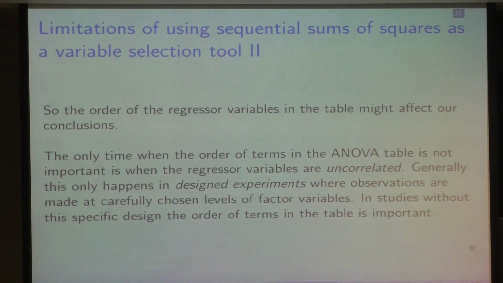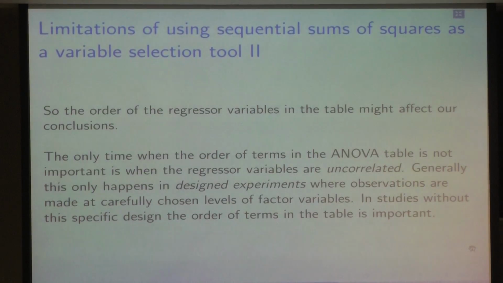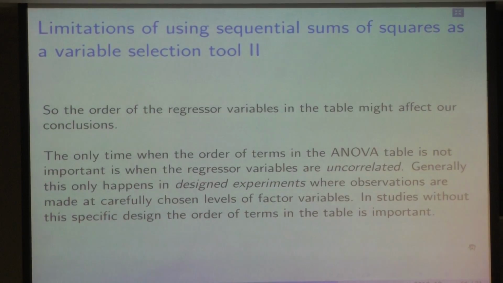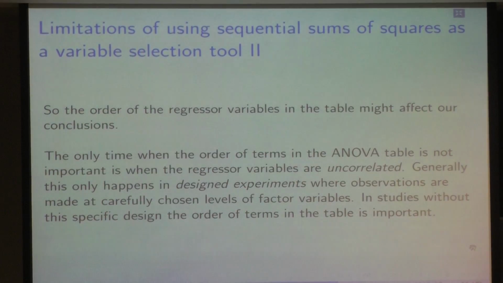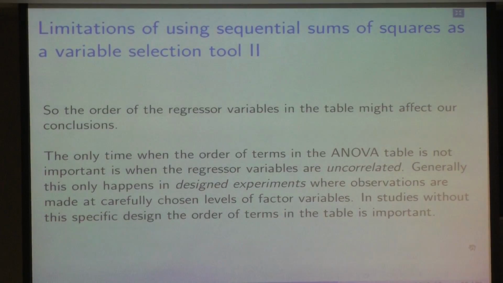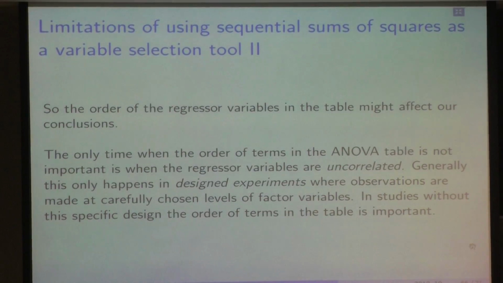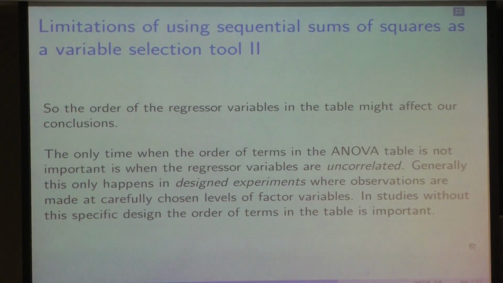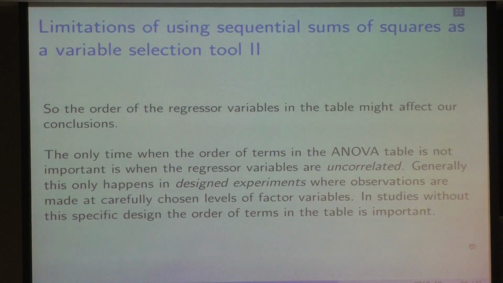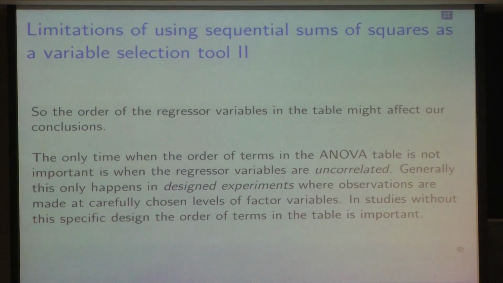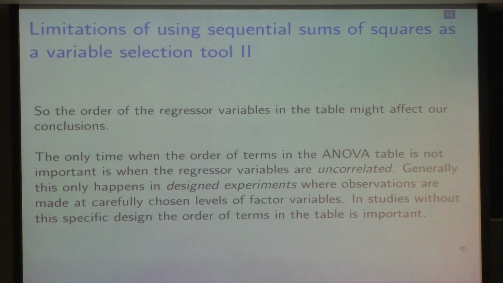Occasionally you have a situation where in fact it doesn't matter, because the regressive variables are completely uncorrelated. But this really doesn't happen very often. One situation where it does happen is if you have a designed experiment where the experiment has been carefully designed so that the regressive variables really are uncorrelated. But this often isn't the case. In many settings we just cannot control the regressive variables well enough for that to be the case, so you can't assume that they're uncorrelated. So the order of the terms is actually potentially going to matter.